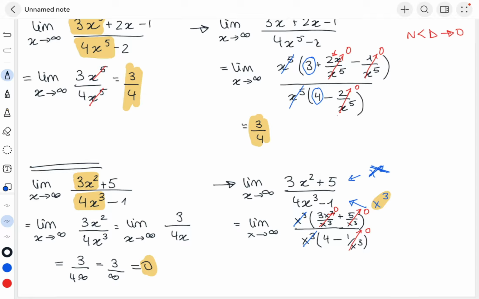So we'll be left with limit as x tends to infinity of 0 over 4. And 0 over any number is 0.